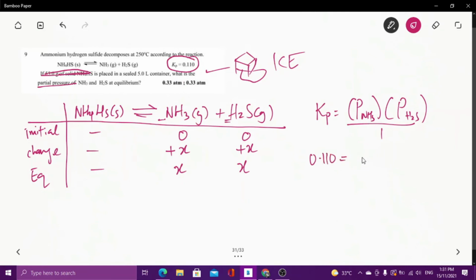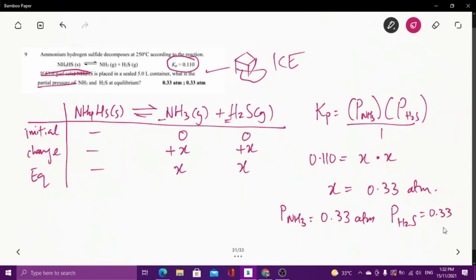So value of partial pressure of NH3 is X darab dengan X. So kita ada X square. So just find the value of X kat sini. So the value of X anda akan dapat sepatutnya lah 0.33 atm. So which means that the partial pressure of NH3 is equal to 0.33 atm, and also the partial pressure of H2S sama sahajalah 0.33 atm. So just like that, we solve this question.